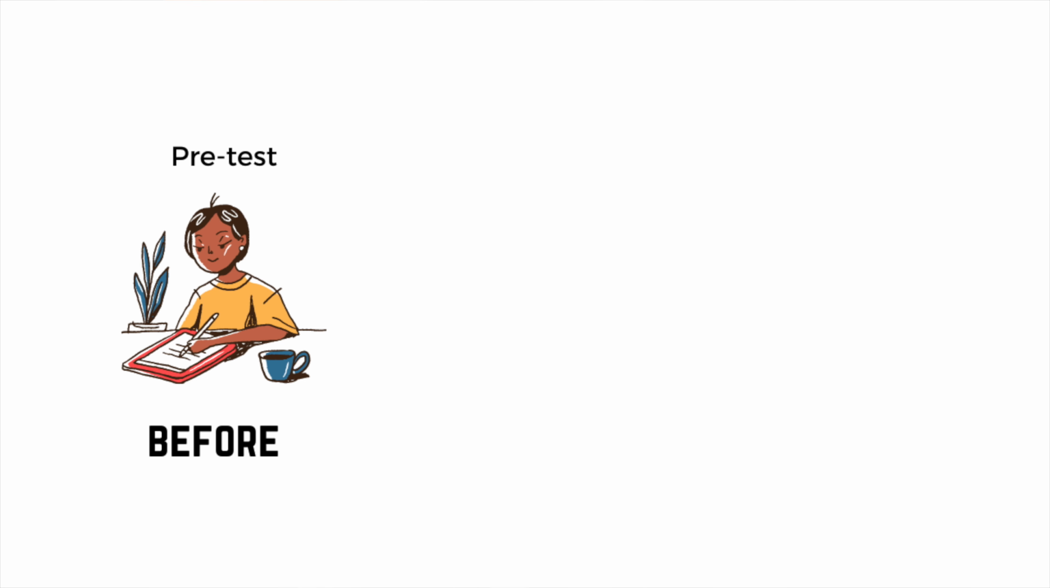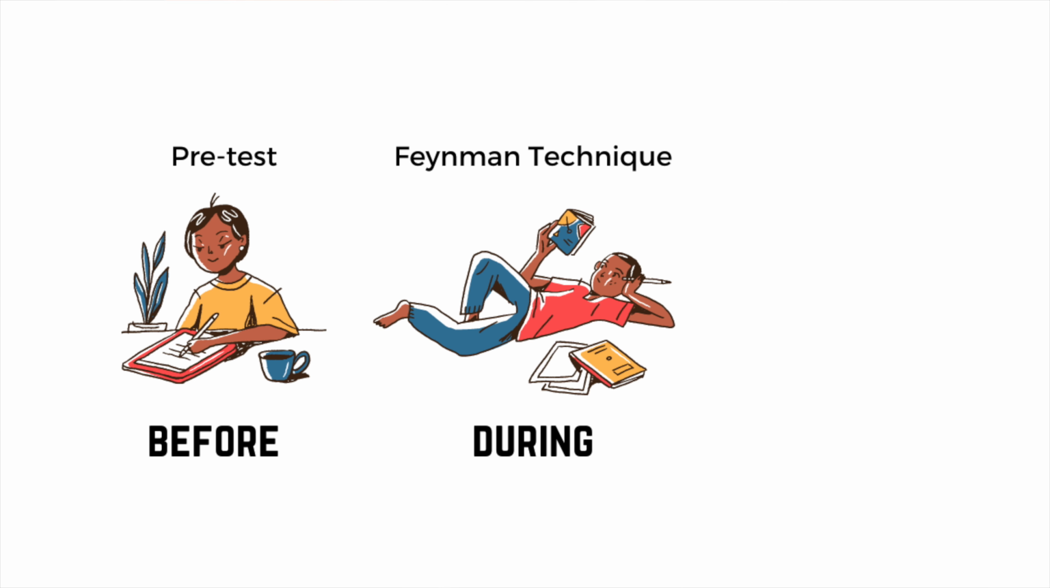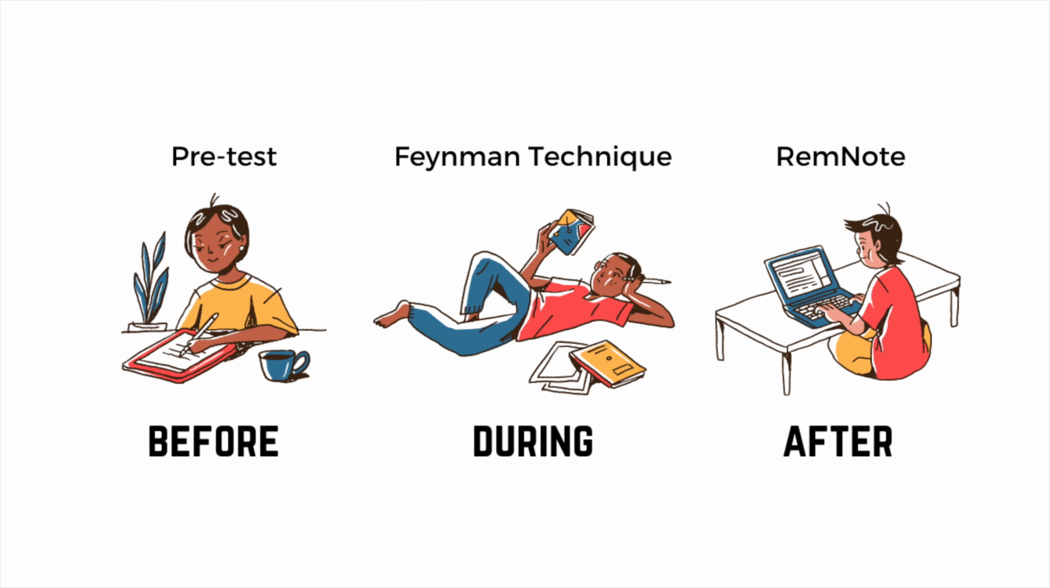So use pretests to prime your learning beforehand, then use the Feynman technique during the process while reading through the material, and then after you finish reading, you can use flashcards like RemNote to quiz yourself. And that is how you can use quizzing in 3 ways at every step of the learning process to your advantage.